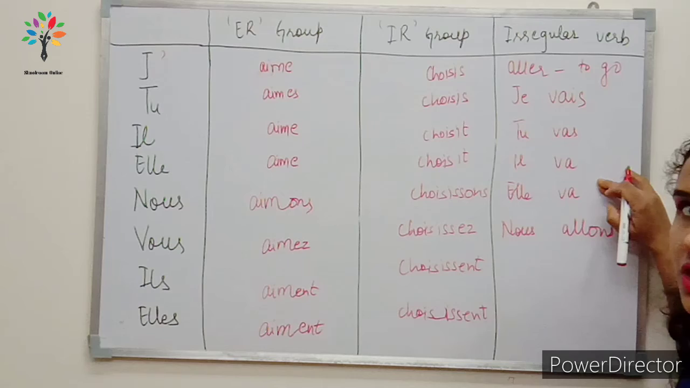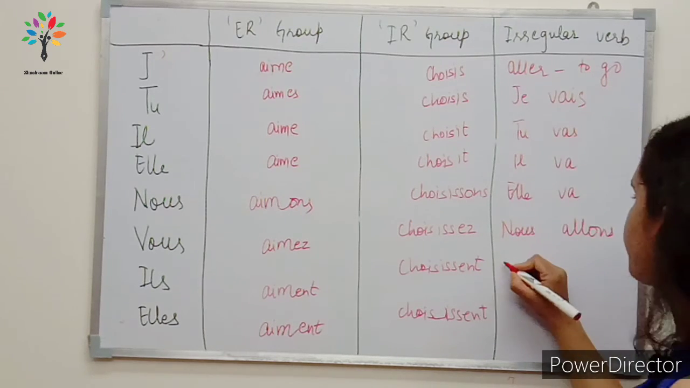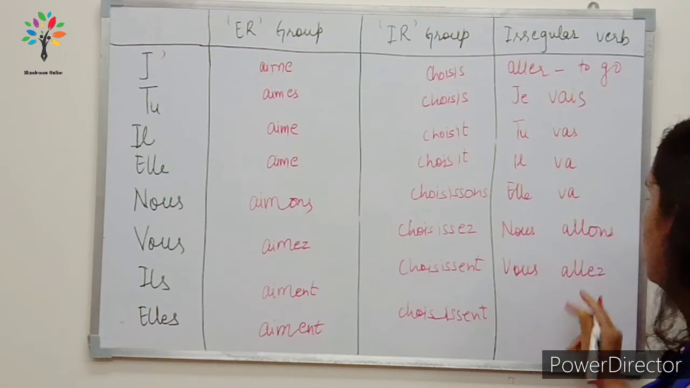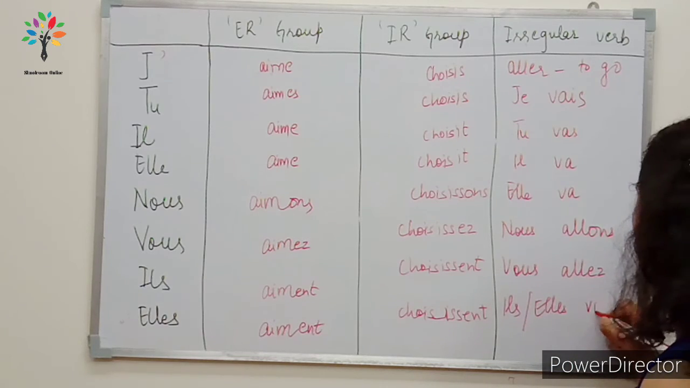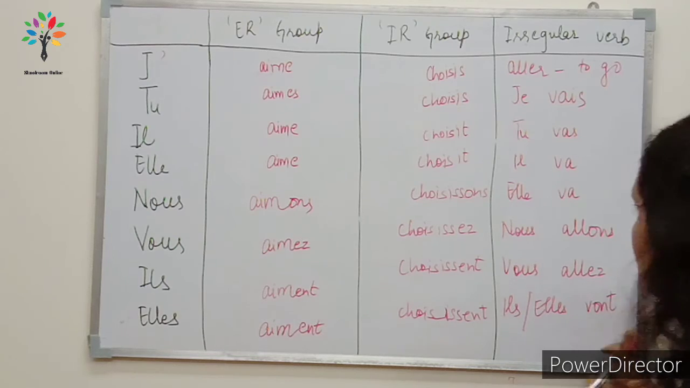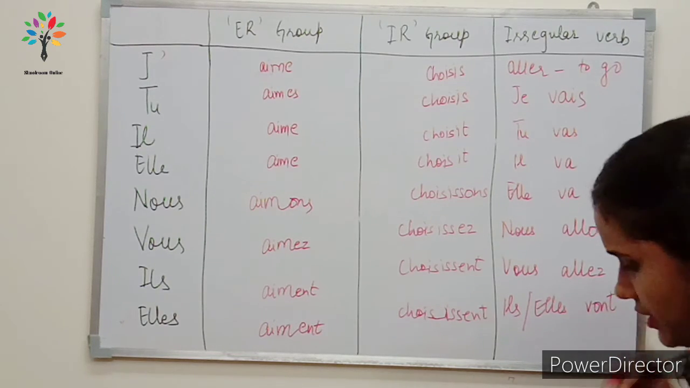By looking at this, if you don't know the conjugation, you really can't know that this is the verb aller, right? Vous allez, ils and elles vont. Clear? So you can see the conjugation is entirely different.